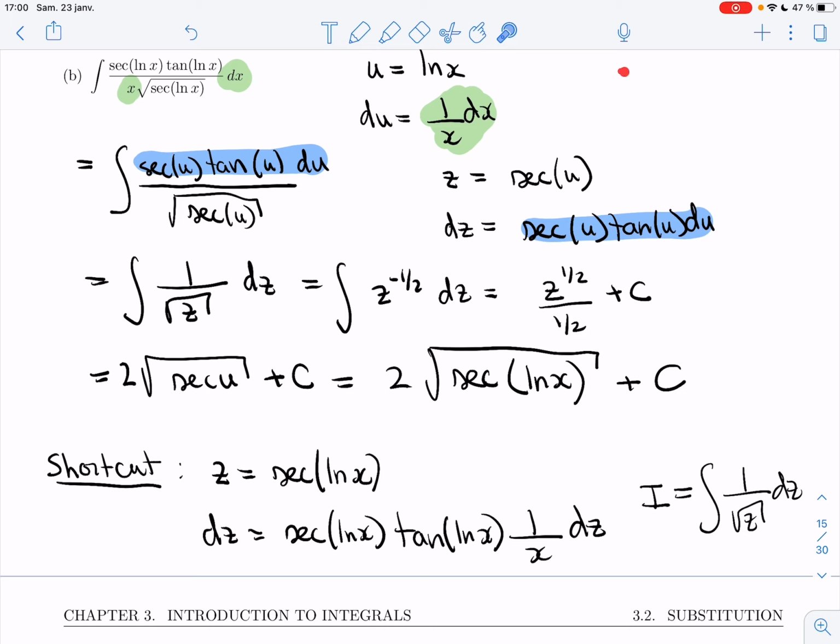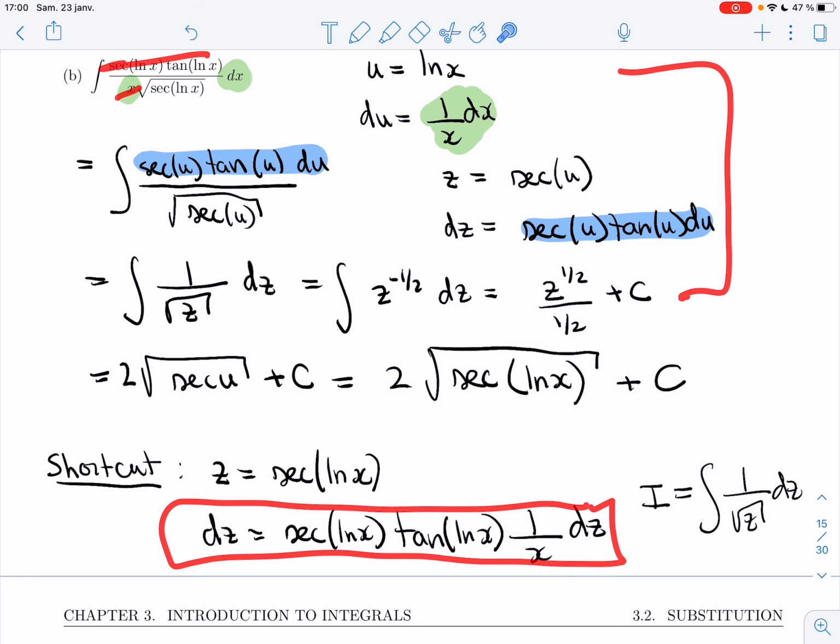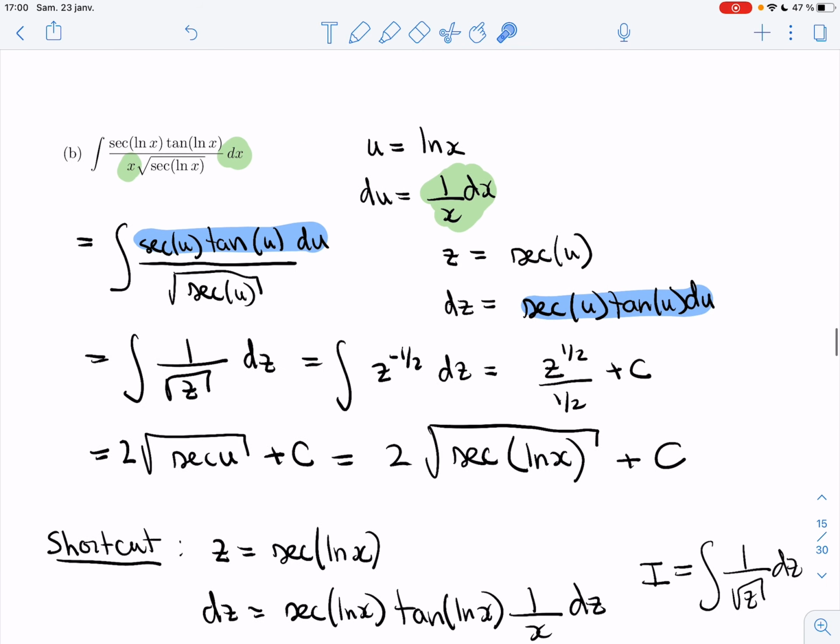Let me say, I still like the first approach a lot. This is a bit of a Hail Mary. It's crazy that everything cancels and it's harder to see. I like being able to see right away that I'm taking the right substitution because I can see my du right there.